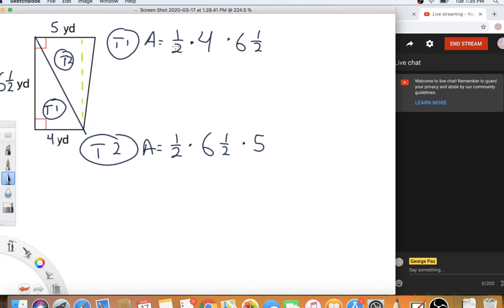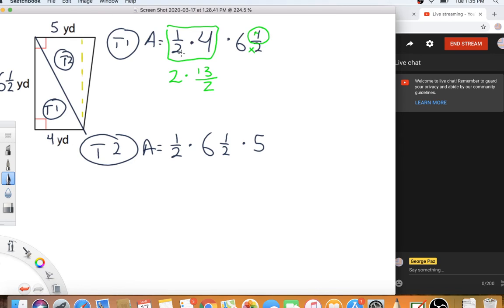So let's do this one up here for triangle 1. And we have colors, so let's use them. There you go. So 1/2 of 4 is just 2, and then we multiply that times 6.5. Remember that 6.5 is a mixed number. We need to make it into an improper fraction. We multiply 6 times 2, which is 12, and then we add 1 more, which equals 13. Our denominator stays the 2.